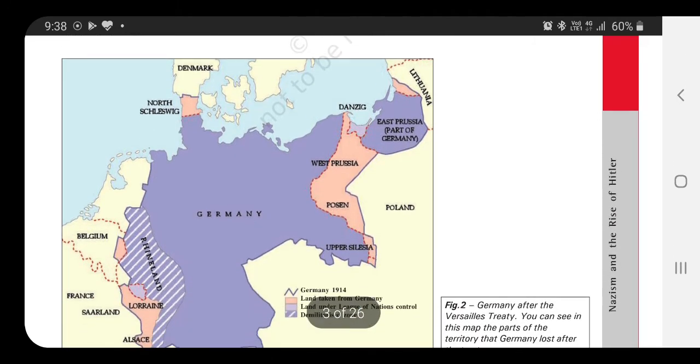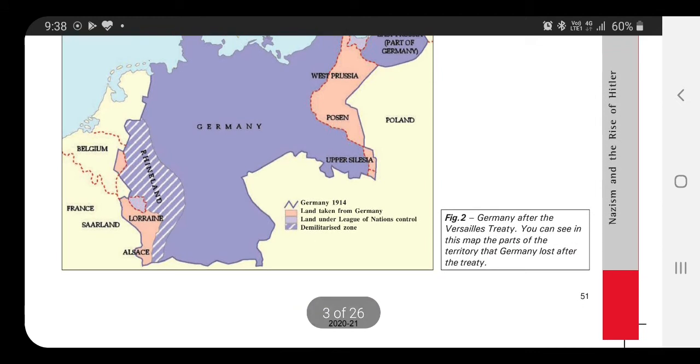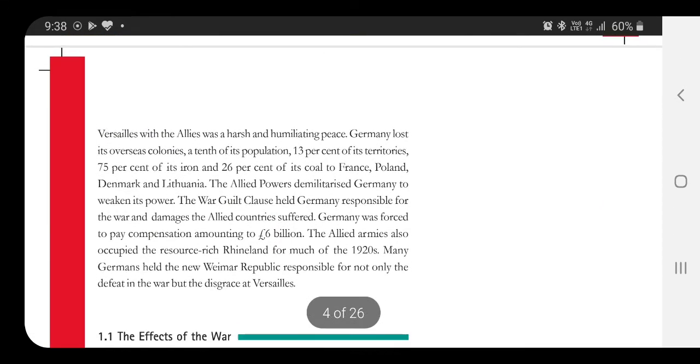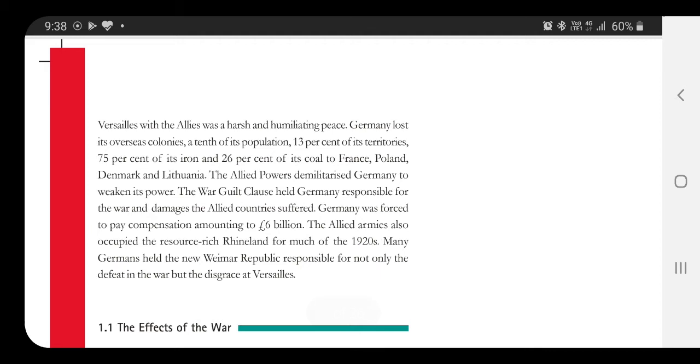The peace treaty at Versailles made Germany lose all the overseas territories that it had acquired earlier, right? And we see 13% of territories lost to the Allies, 75% of its islands, and 26% of coal to France, Poland, Denmark, and Lithuania. The Allied powers demilitarized Germany to weaken its power.